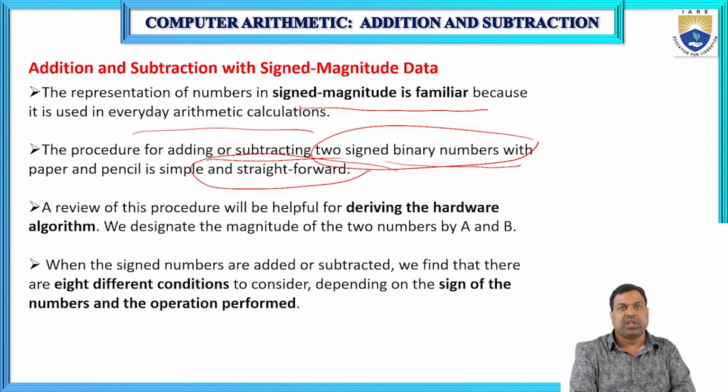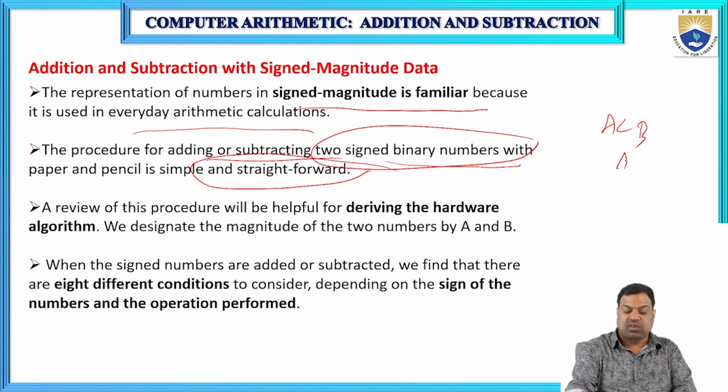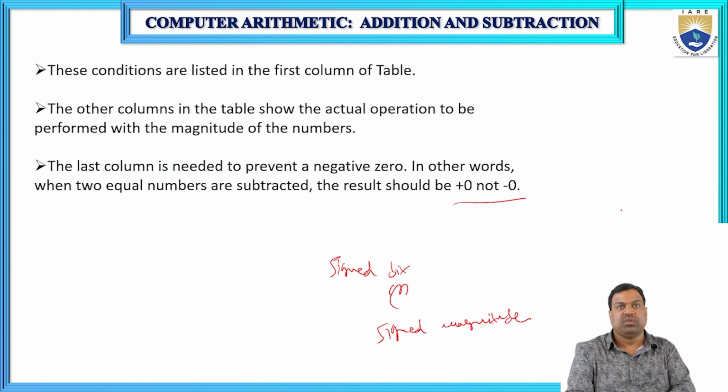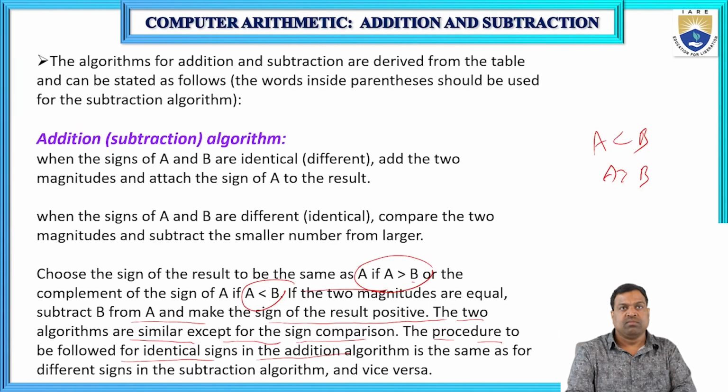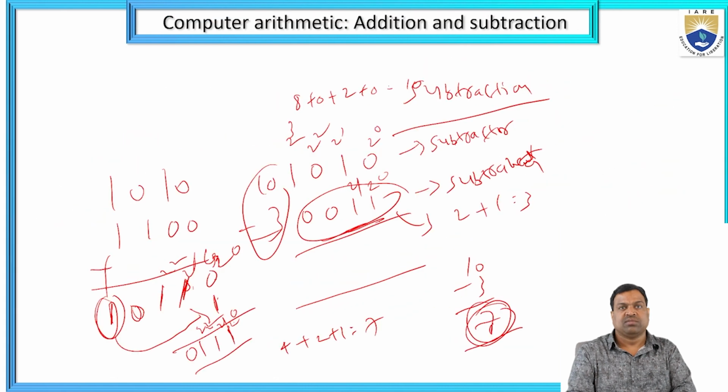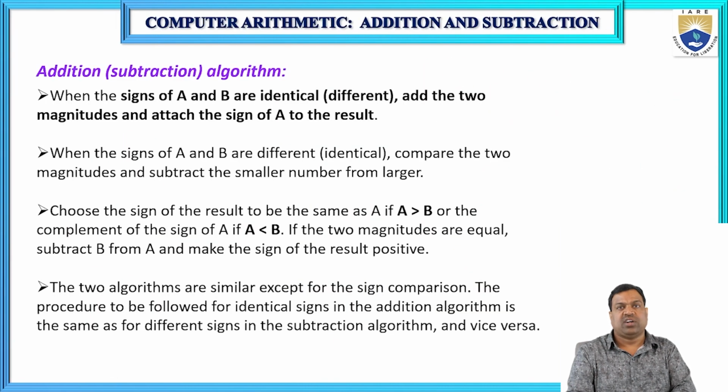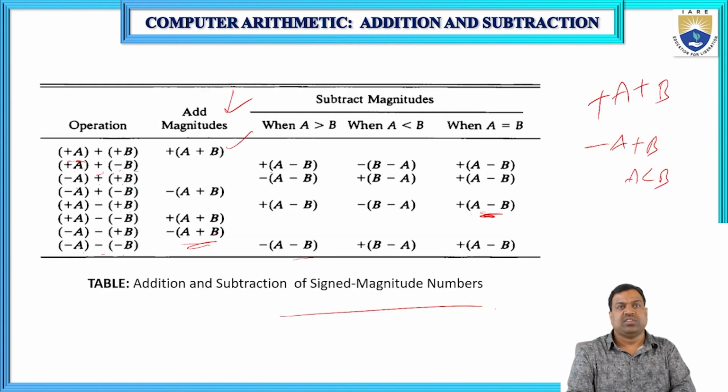We are performing addition and subtraction with signed magnitude. Suppose A is less than B, or A greater than B, or A equal to B. So there are three conditions to perform, and the addition and subtraction algorithms are defined with these three conditions. It is addition and subtraction of signed magnitude: plus A plus B, minus A plus B, plus A minus B, minus A minus B.